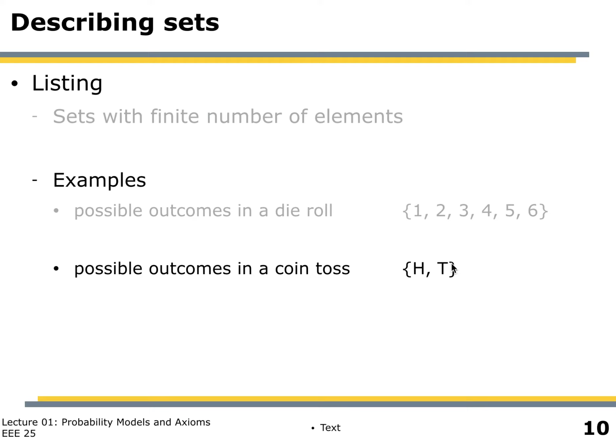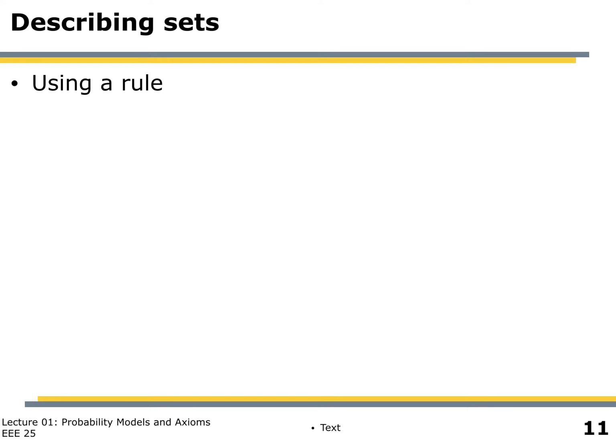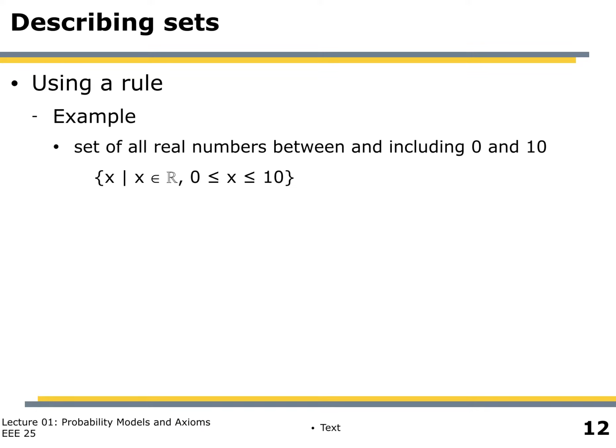You cannot use listing when you have infinitely many elements in a set. In that case, you need an alternative way of describing sets, and that is by using a rule. So, how are we going to describe sets by a rule? Let's have this example.